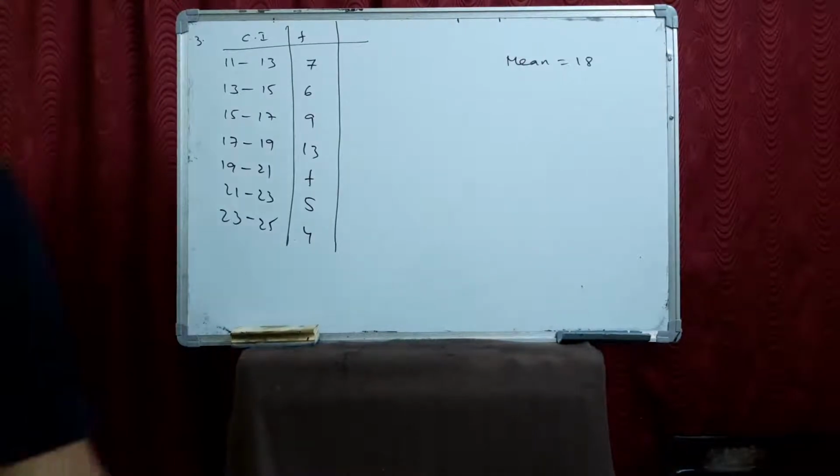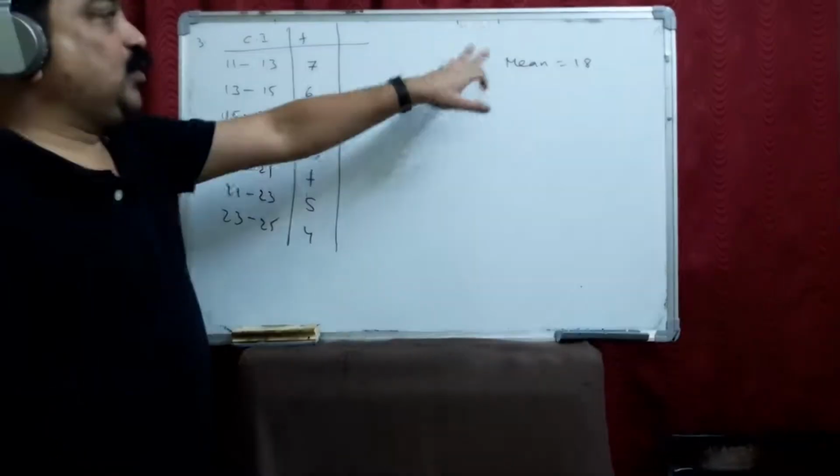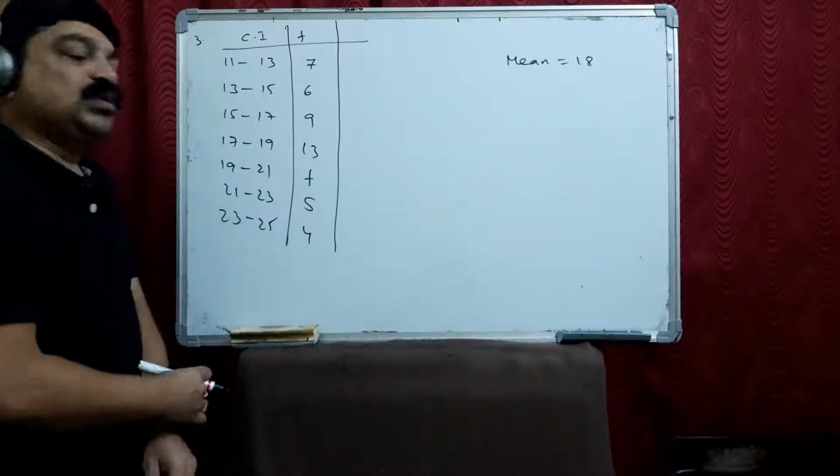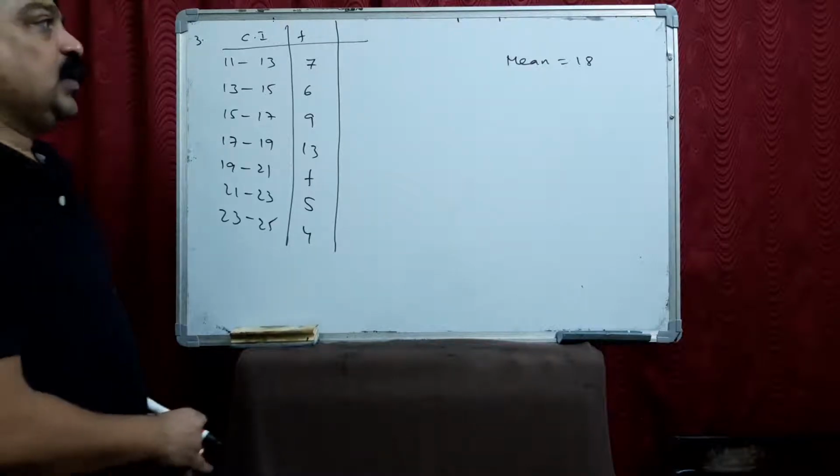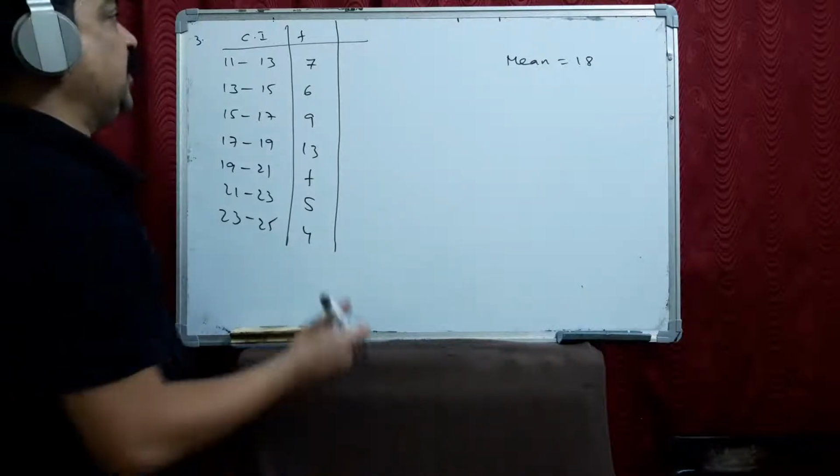Okay. In the third question, an unknown value is given. You are given the mean directly. So we can use any method. We can use the direct method. We can use assumed mean also. Because we did assumed mean, shall we go with the assumed mean method?